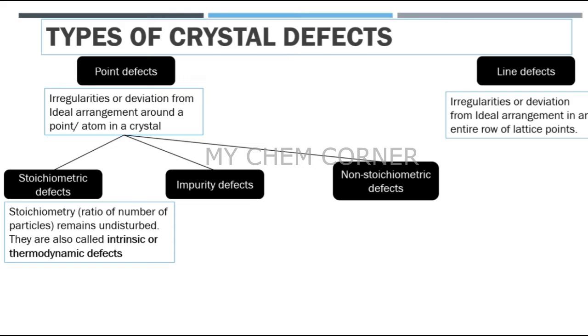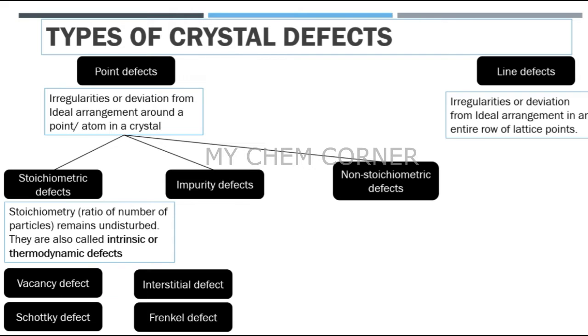Now, what about an impurity defect? An impurity defect is when you have an impurity. Say, in an NaCl crystal, you're going to have a strontium metal. That's called an impurity defect because you're having an entirely different cation in that particular crystal. So that is broadly classified as an impurity defect. What about non-stoichiometric defect?